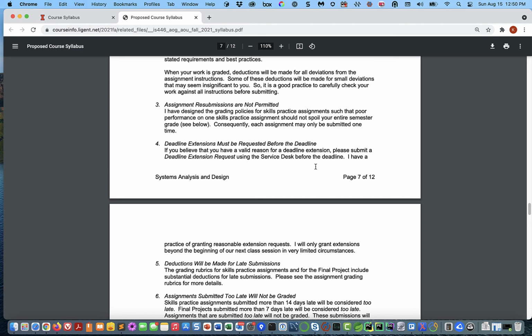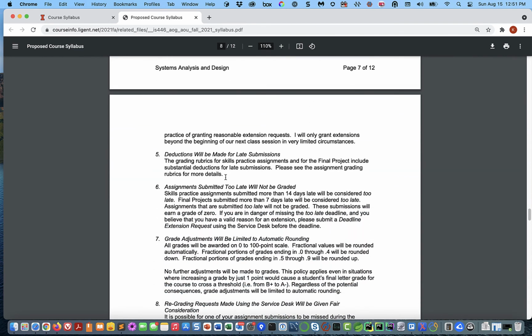Deadline extensions must be requested before the deadline. So I will entertain requests for extensions for people who have a rationale for that. It's much easier to give extensions on skills practice assignments up until the time of the next class when we're going to review the solutions. Okay. If you need an extension beyond that, it's going to be difficult, but we'll see what we can do.